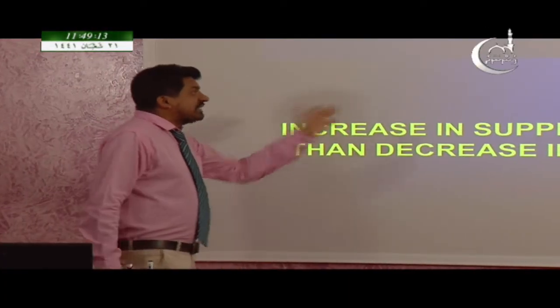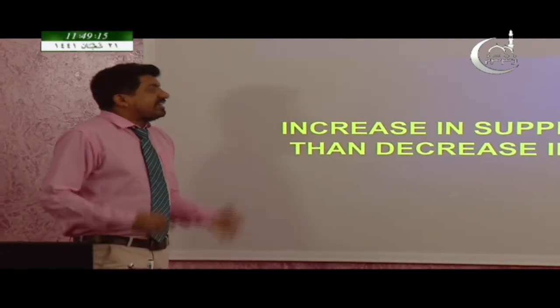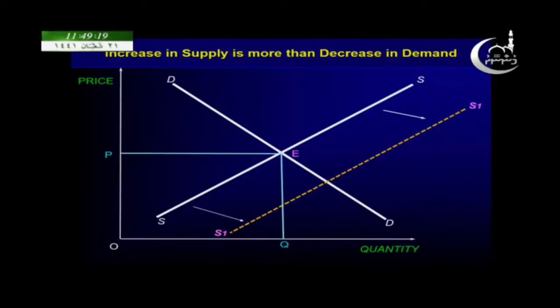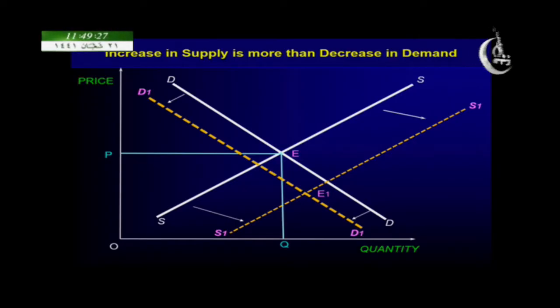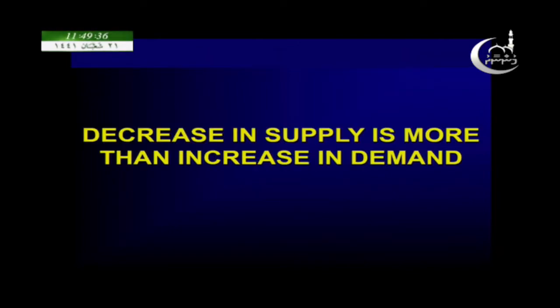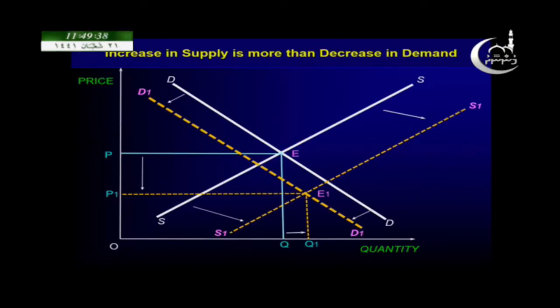Then increase in supply is more than decrease in demand. Increase in supply, more change, look at this, more change in supply, and demand decreases with a small change. So here we are getting a new equilibrium, that is E1. As a result, what is happening? Market price decreased from P to P1 and market quantity increased from Q to Q1.